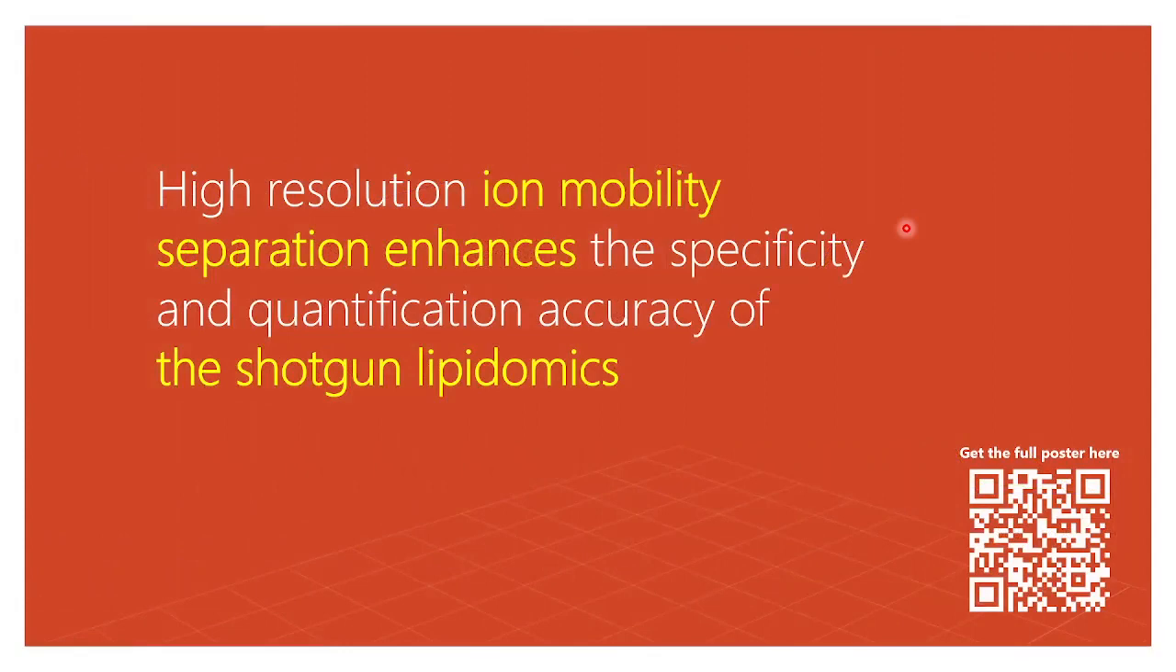The take-home message of the poster is that high-resolution cyclic ion mobility extends the toolbox of tandem mass spectrometry and thereby enhances the specificity and the quantification accuracy of shotgun lipidomics. Plus, we have the capability to get enhanced structural characterization for lipid analytes.